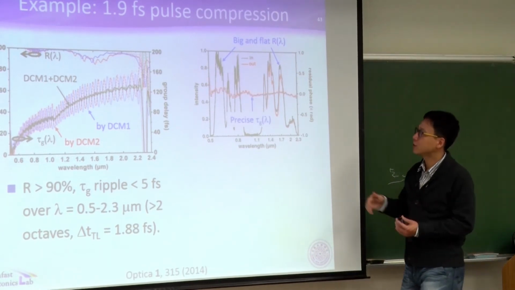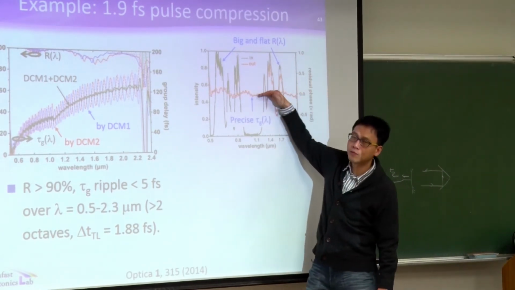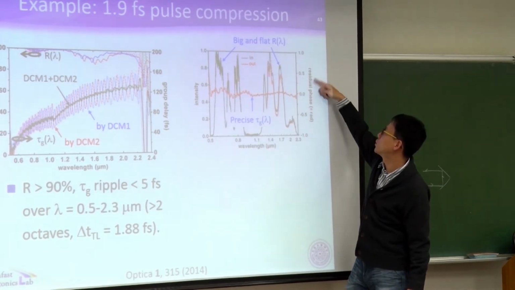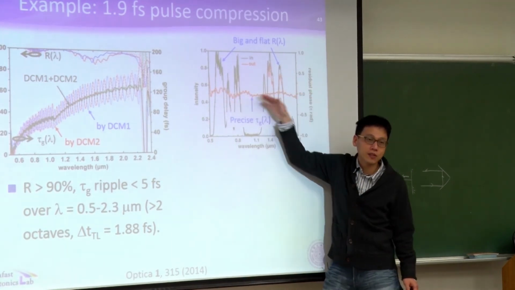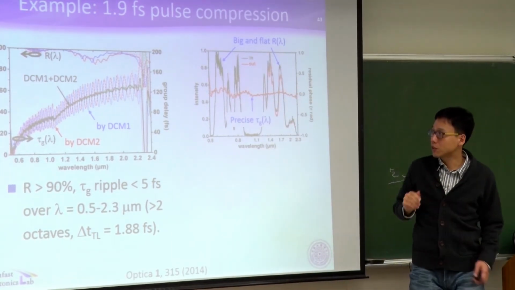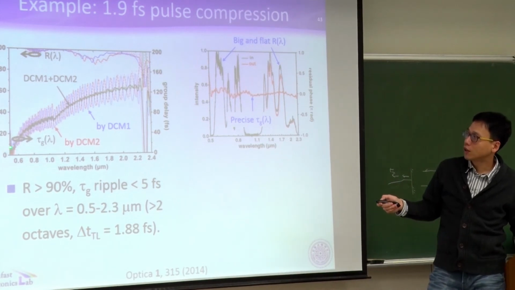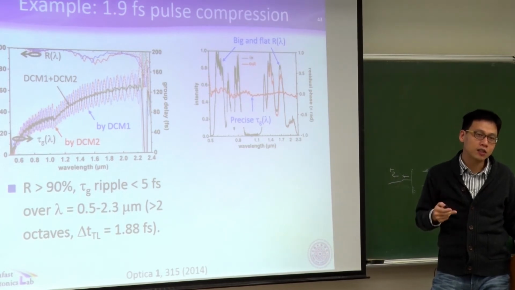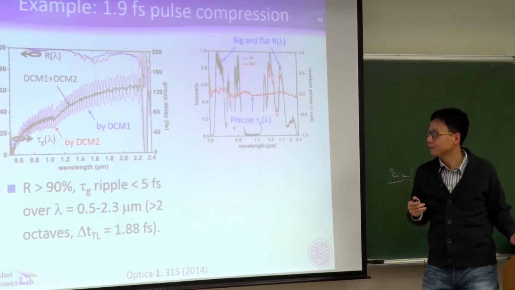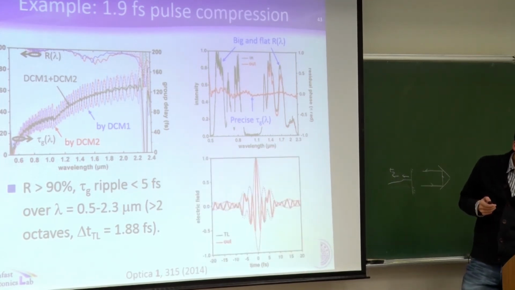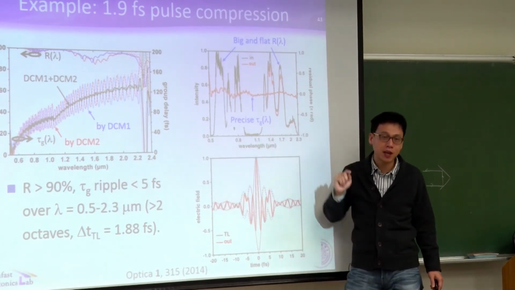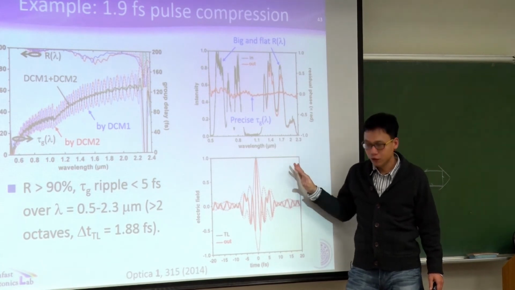And if you measure the output spectral phase, you see it's almost zero. Residual phase is almost zero over the entire spectral range. That means your group delay curve is very perfect. So you got nearly perfect dispersion compensation. Okay? And if you plot the compressed pulse after DCM1 plus DCM2, you have a compressed pulse.